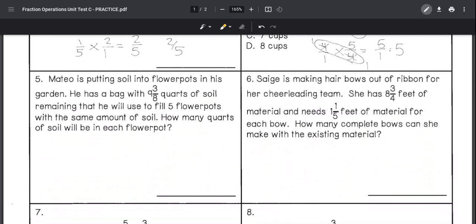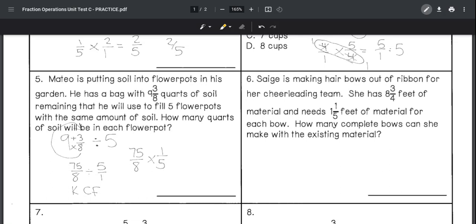So we have 9 3/8. That's all of our soil, and we're splitting that up in between 5 flower pots. So let's see how many quarts of soil will be in each of the flower pots. So MAD-C method, 9 times 8 is 72, 72 plus 3 is 75, over 8, divided by 5 over 1. Now that we have numerators and denominators for both, I'm ready for the keep, change, flip. 75 over 8 times 1 over 5.